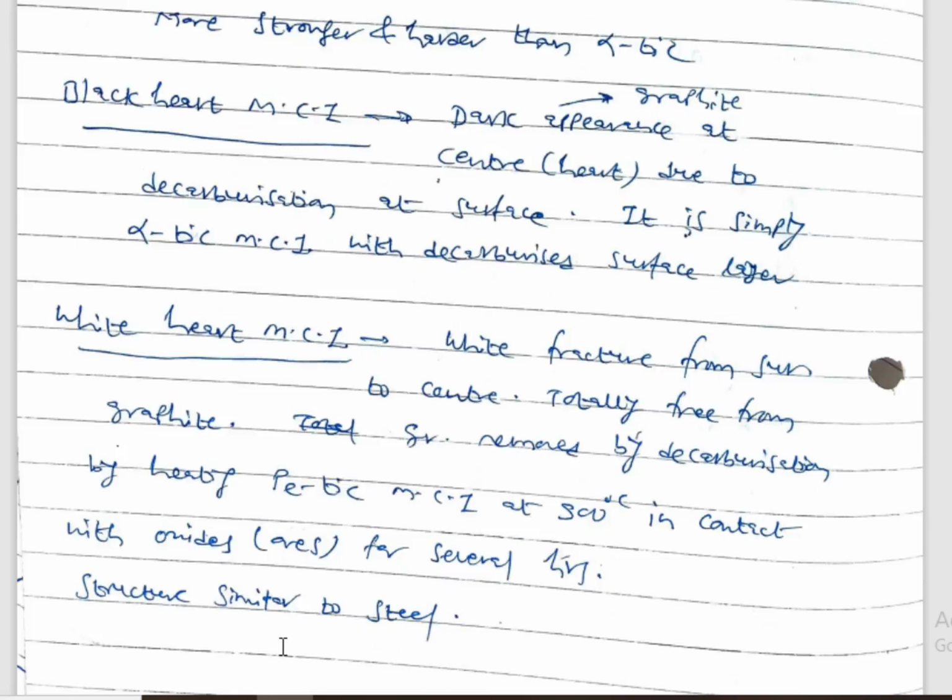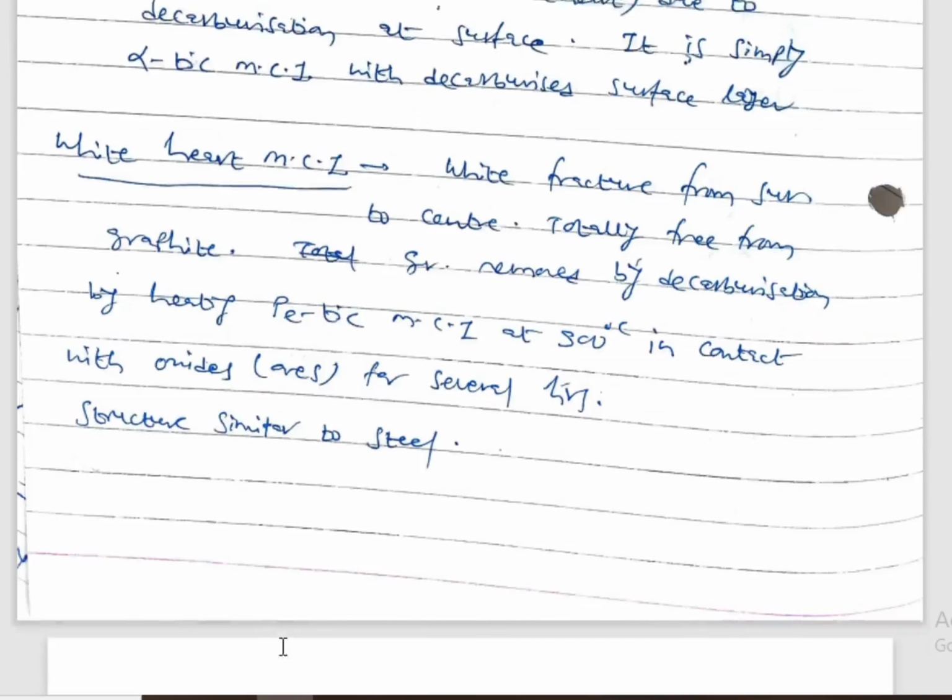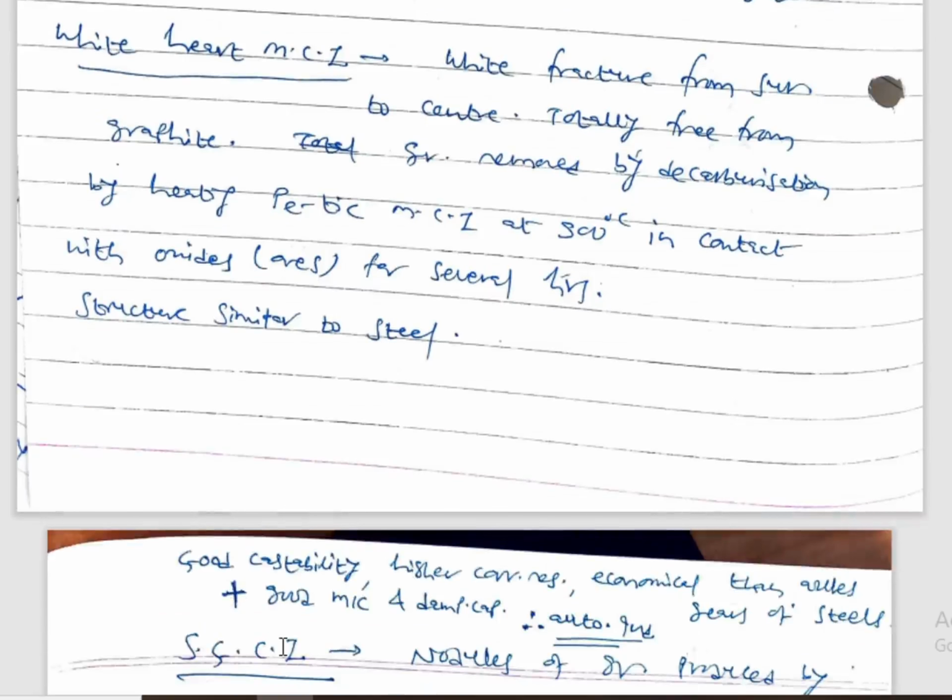Black-heart malleable cast iron is produced due to the dark appearance, that is graphite at the center portion. So it is the result of decarburization at the center portion. It is simply ferritic malleable cast iron with decarburized surface layer, while in white-heart malleable cast iron, white fracture will be seen from surface to center, right from surface to the center portion. The fracture portion will be white. It is totally free from graphite.